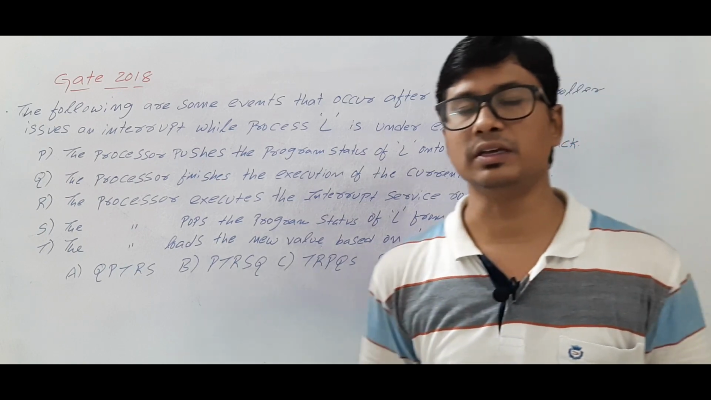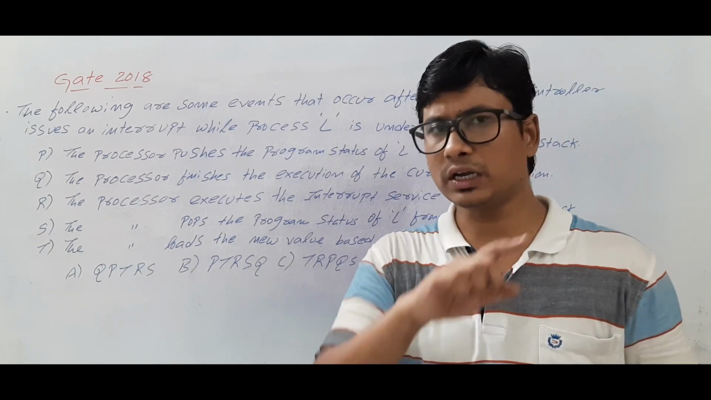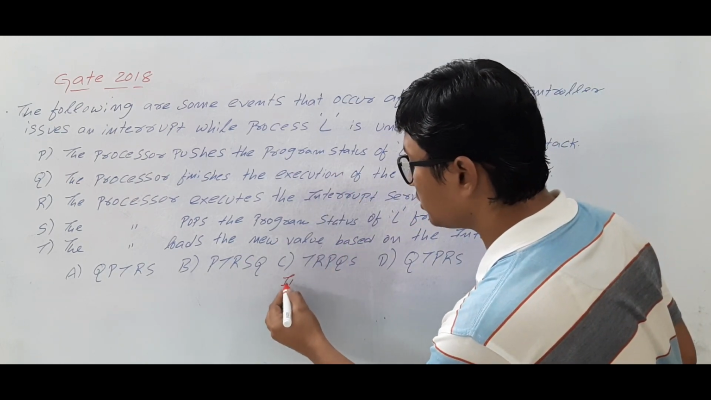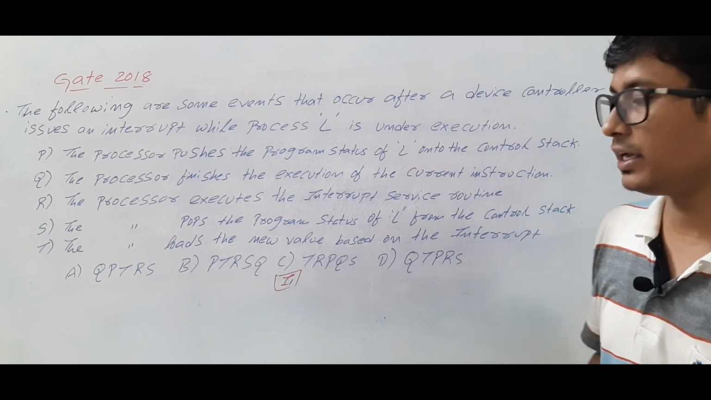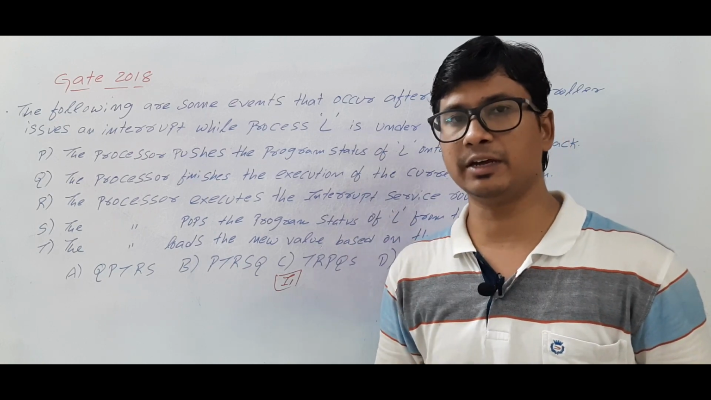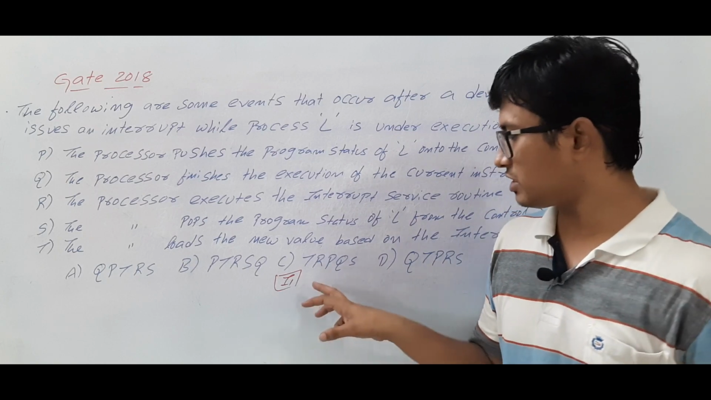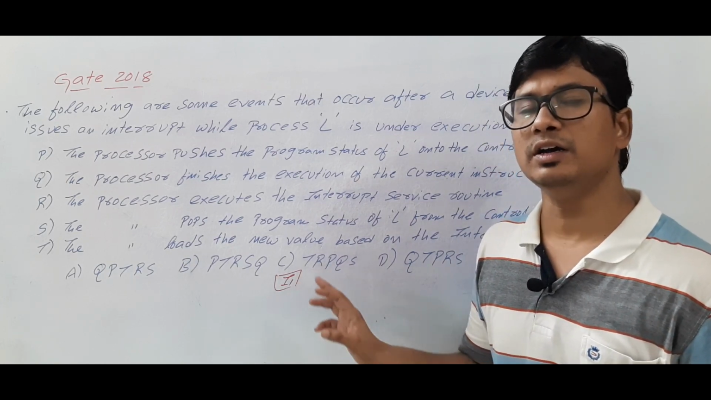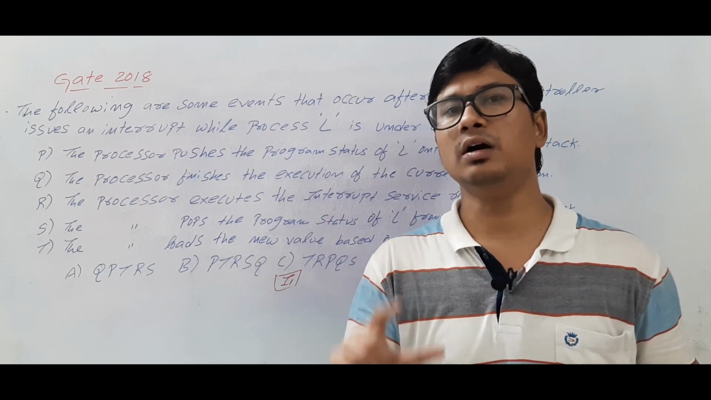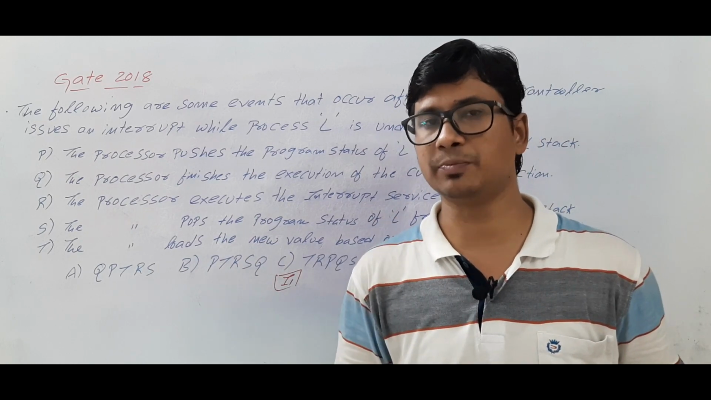Now remember one thing, whenever an interrupt occurs, the first thing is that the instruction which is currently executing should be finished first. Then only will it check the interrupt flag. If the interrupt flag is enabled, then only will it start executing the interrupt. So first it has to complete the execution of the current instruction, then it will store the program status information onto the stack. That is the second step.